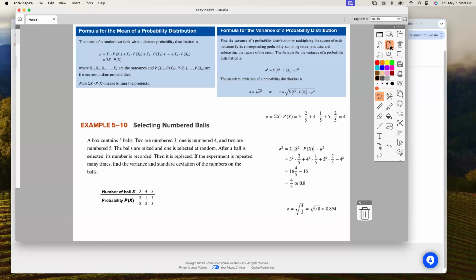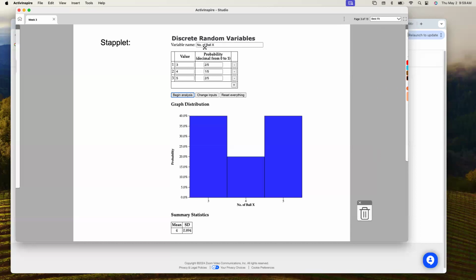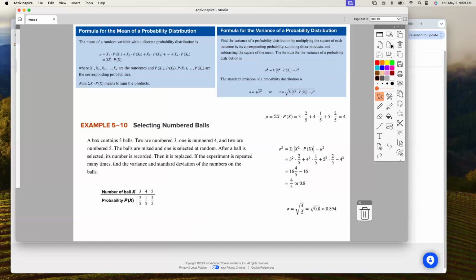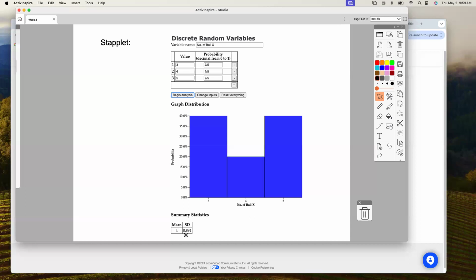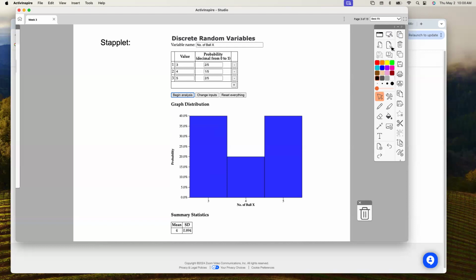One of the nice things that we can do in StatCrunch, you could see that, again, I just took the same example, the number of the ball, which would be X, 3, 4, or 5, and put in the associated probabilities. I go ahead and begin the analysis. It gives me a probability histogram here, and also the mean and standard deviation. So I don't have to use these formulas. Well, actually, you're using the formulas. It's just the computer's doing it all for you. So by putting all this in, it does all that tedious work and displays it in the summary statistics. That's in StatCrunch. All right, so kind of an easy way of doing that.